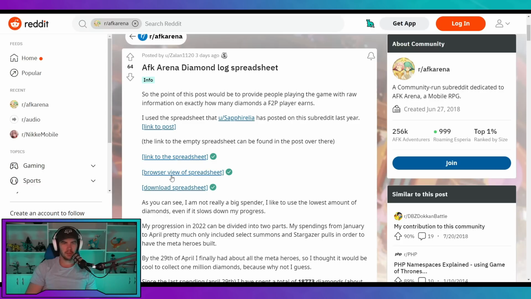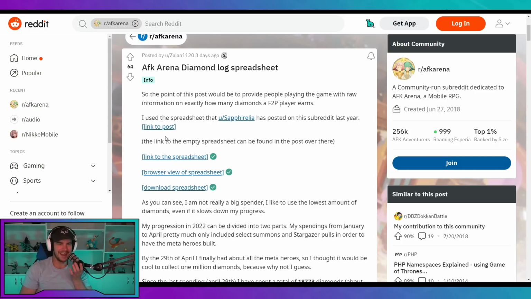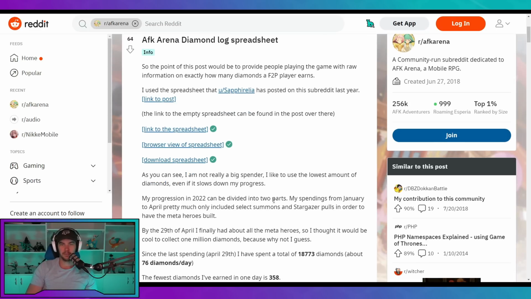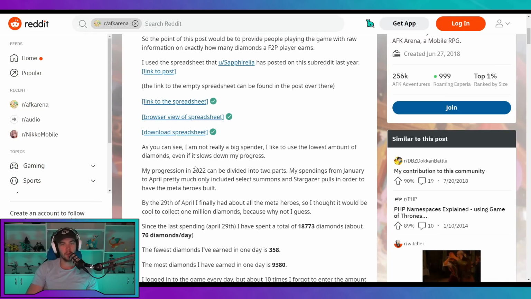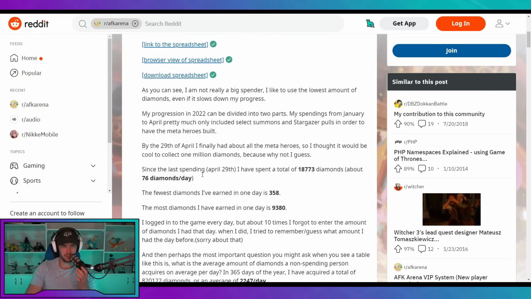So let's go over here. Let's look at the post itself. Let me move my fat head over a little bit more. There we go. Now you guys can see everything. As you can see, I'm not really a big spender. I like to use the lowest amount of diamonds, even if it slows my own progression. So that's cool. No stress. We all like to have fun, and that is the most important thing in a game.